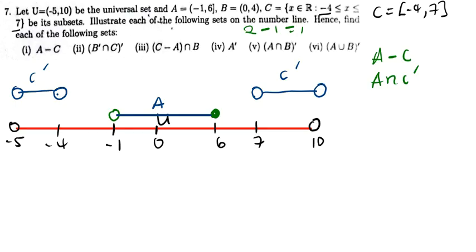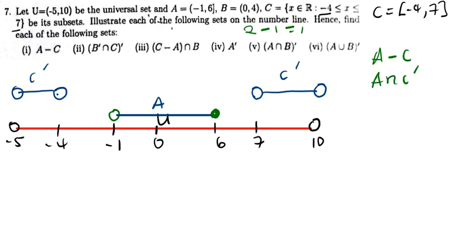Does that make sense? We want a part where C complement and A intersect. You are too quiet, guys. We want a part where C complement and A they meet. Do we have any part where these two guys meet? So what will be our conclusion?